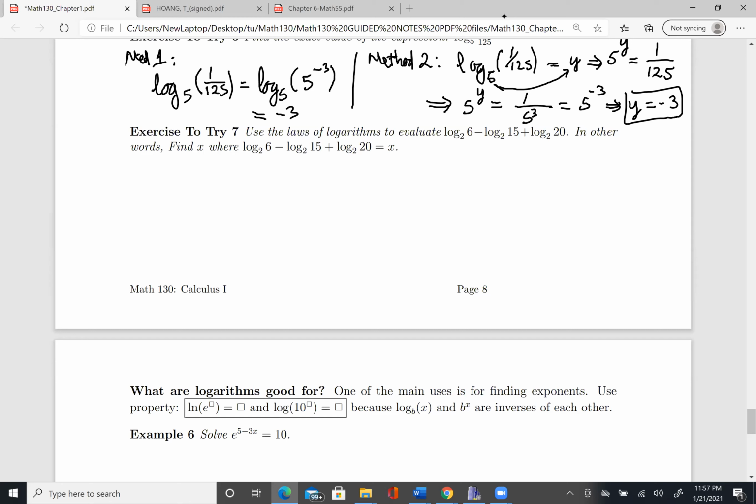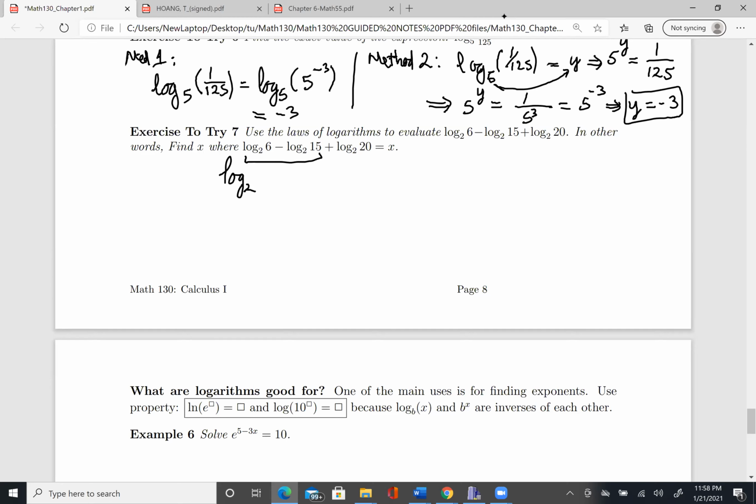So it looks like we have three logs, but the same base, which is 2. I would like to condense these three logs into a single one, so I can solve it more easily. I condense the first two first. I go from left to right.